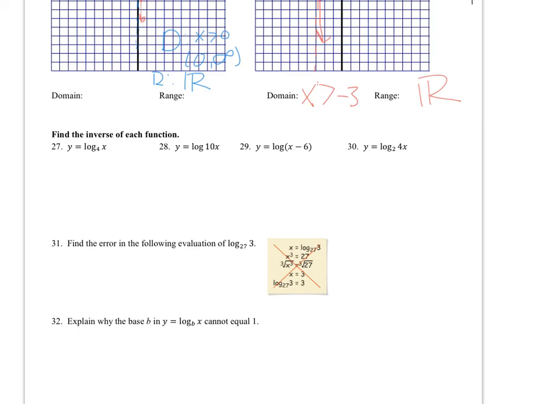And finding the inverse. So, let's do 29. So inverse is you switch your x and y. So x is equal to log y minus 6. And you have to solve. So my base here is 10. If there's no number, it's base 10. So I can rewrite this as 10 raised to the x is equal to y minus 6. And then add my 6.